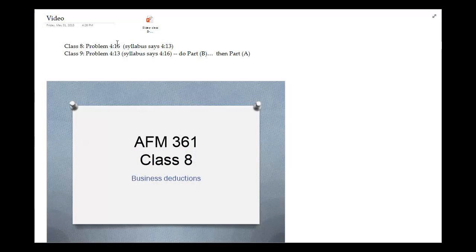First thing I want to tell you, this will be posted on Learn as well, but I want to make sure everybody's clear. I need to change the ordering of the syllabus a little bit. The syllabus says that you should do 413 for Class 8 and 416 for Class 9. I want to flip those and do 416 first. So for Class 8, please prepare 416. It's a lot more of a standard reconciliation. And then 413 is going to help us start to transition into employee thinking. And there'll be another video on that little aspect before Class 9. Okay, so hopefully that's clear.